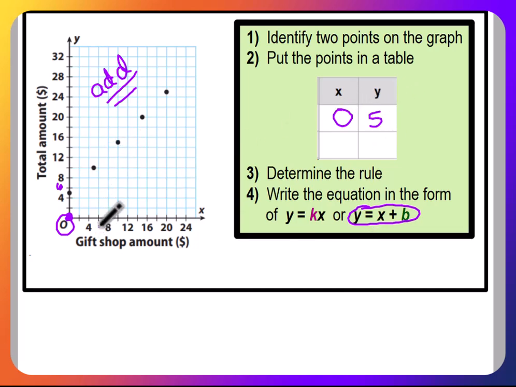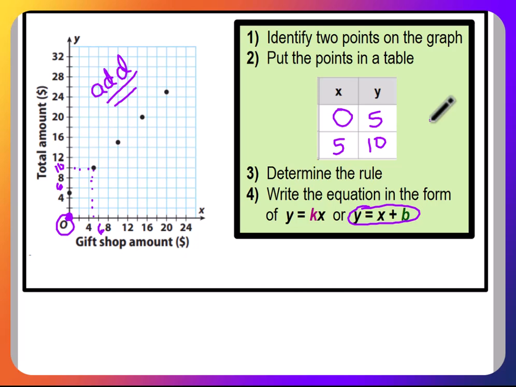If I go up to the next one, this is a 6. Halfway between 4 and 6 is going to be a 5. So that's the x value. I come over here to the y-axis. Halfway between 8 and 12 is 10. So that would be the y value.